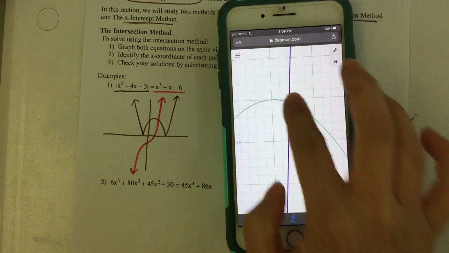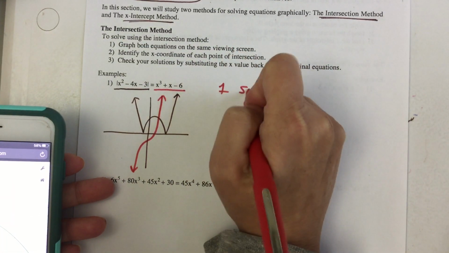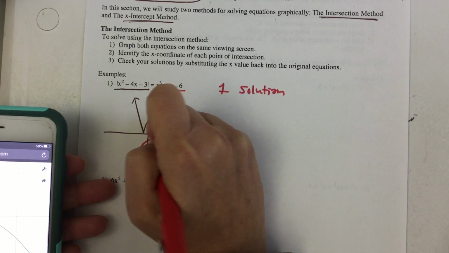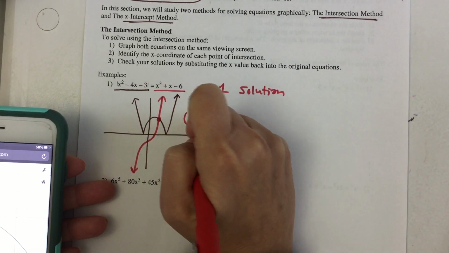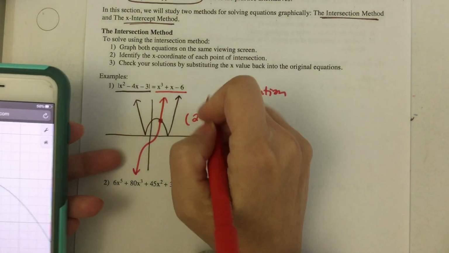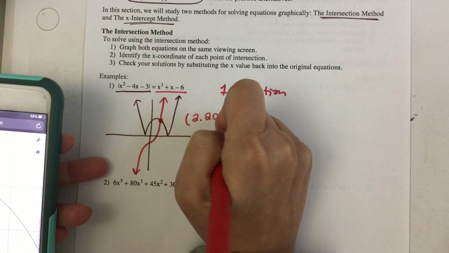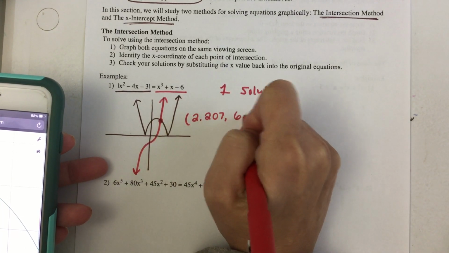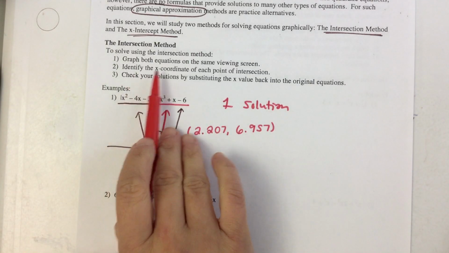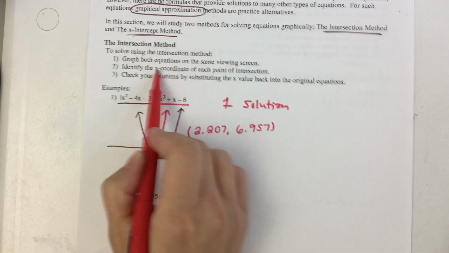So if I zoom in, here's the point where they touch. So this has one solution, okay? That one solution is right here, the ordered pair. And remember, if I want to see an ordered pair in Desmos, you just simply tap on the screen. So there is my ordered pair, 2.207 and 6.957. Okay, what you're doing is your solution is actually the x-coordinate.